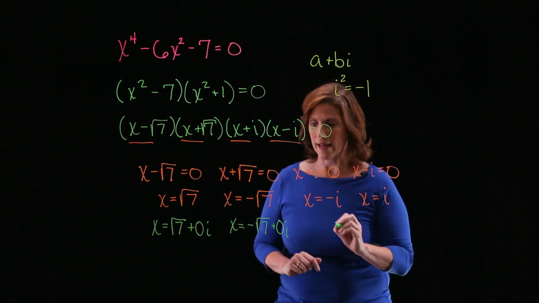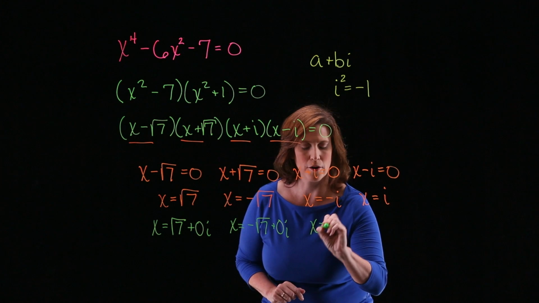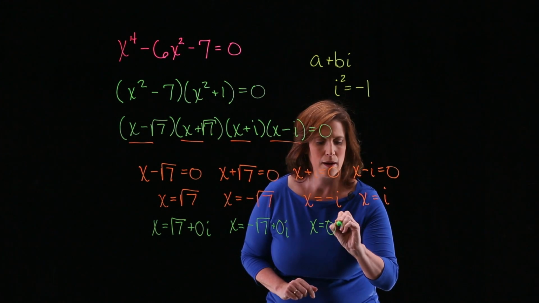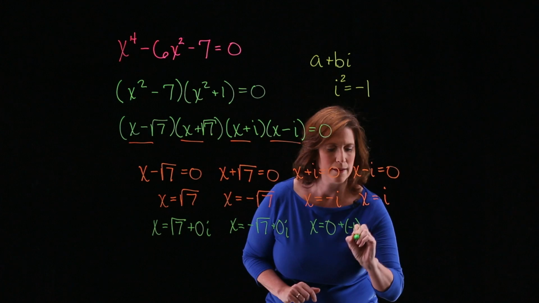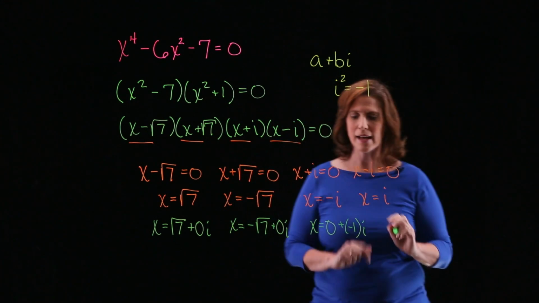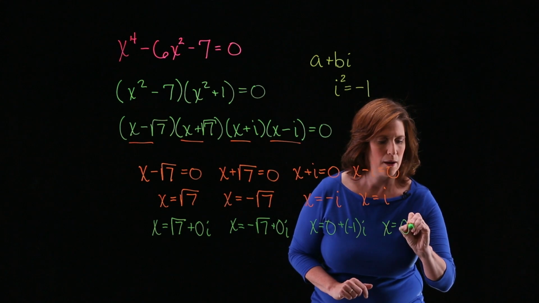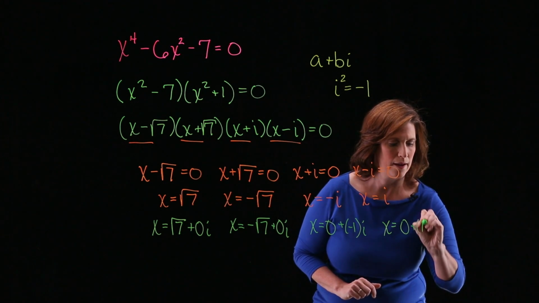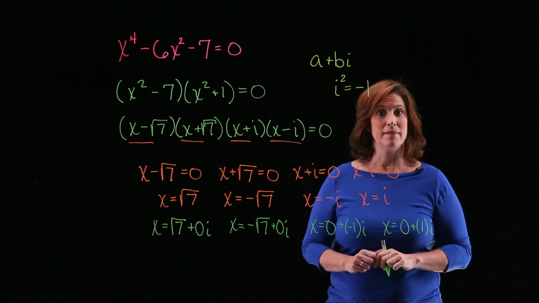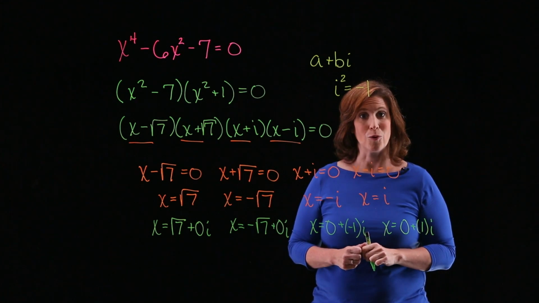x equals minus i. This time the real part is 0, so that's 0 plus a minus 1 times i. And my last part is x equals 0 plus 1 times i. And now everything's written in standard form.